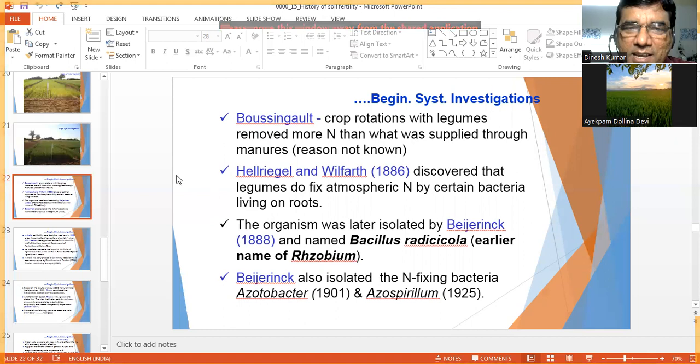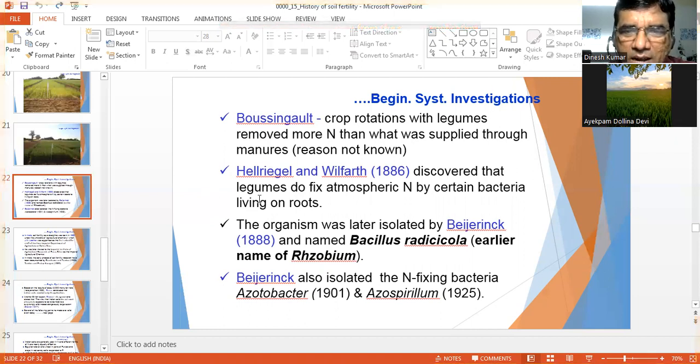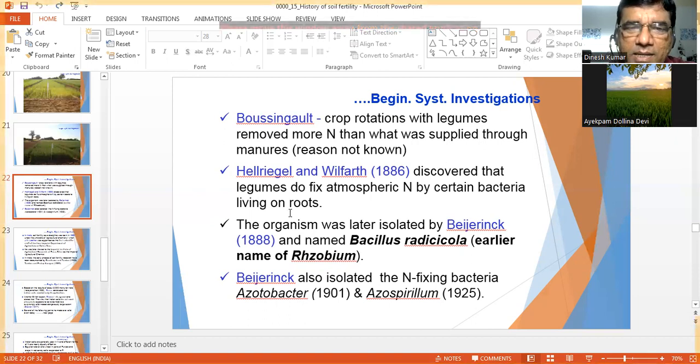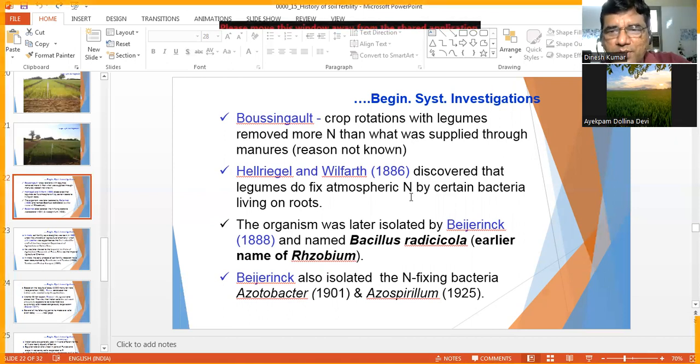So this was the idea, and then Hellriegel and Wilfarth, in 1886, discovered that legumes do fix atmospheric nitrogen by certain bacteria living on roots. So they suggested that there may be some bacteria on the roots. The organism was later isolated by Beijerinck in 1888 and named Bacillus radicicola, the earlier name of Rhizobium.